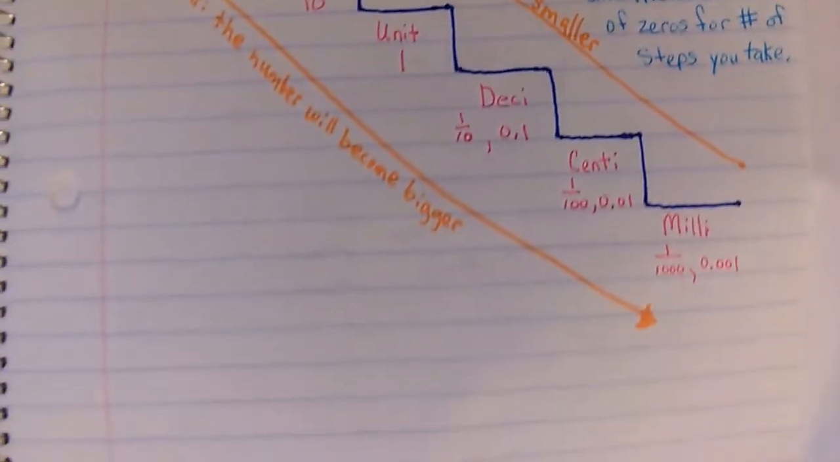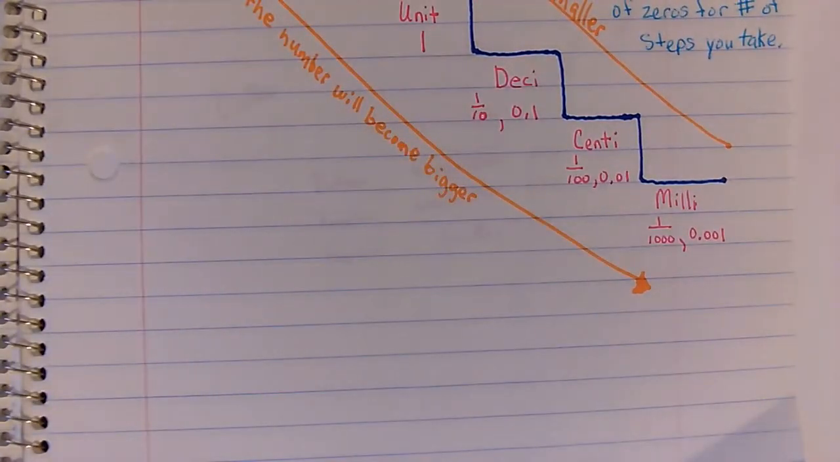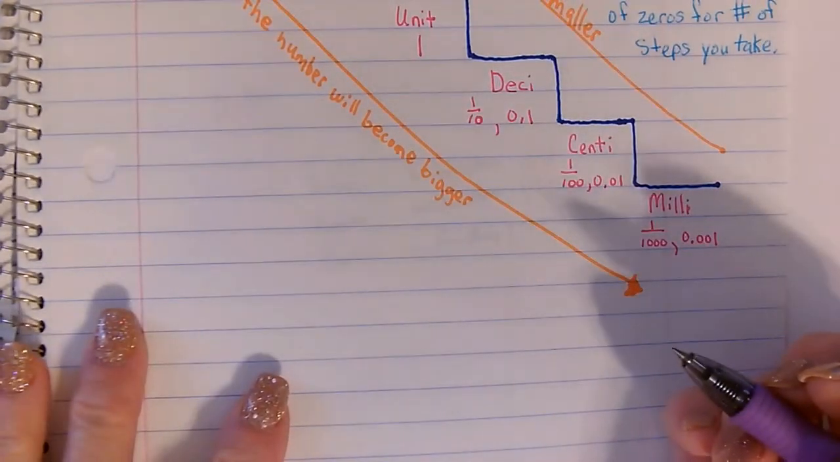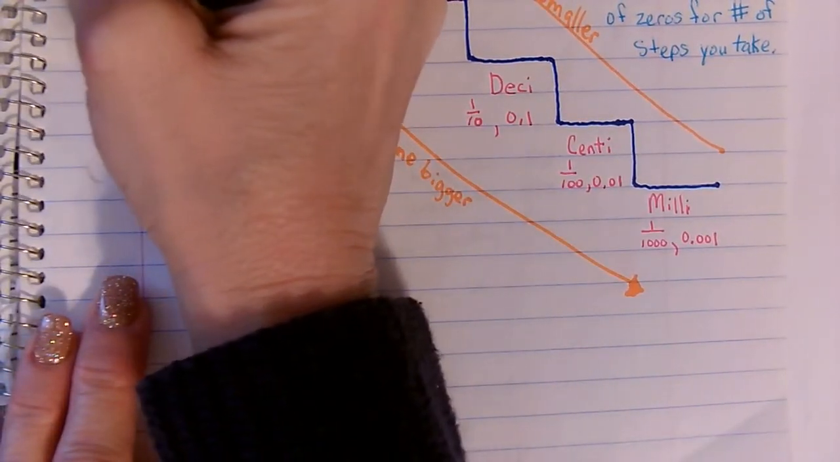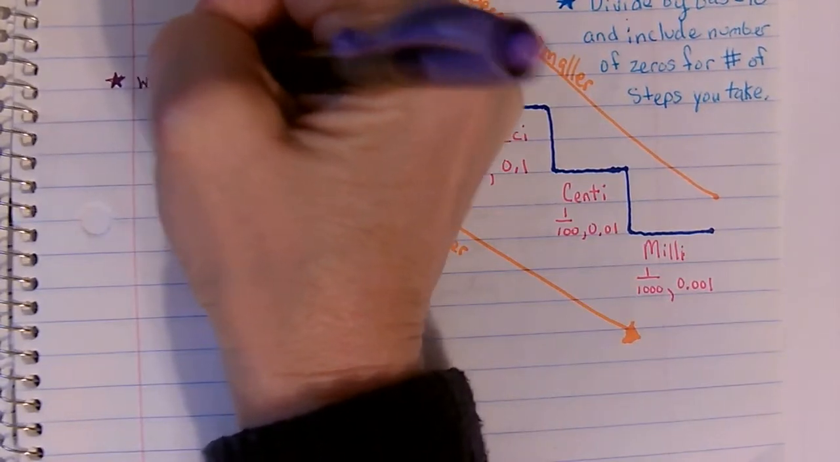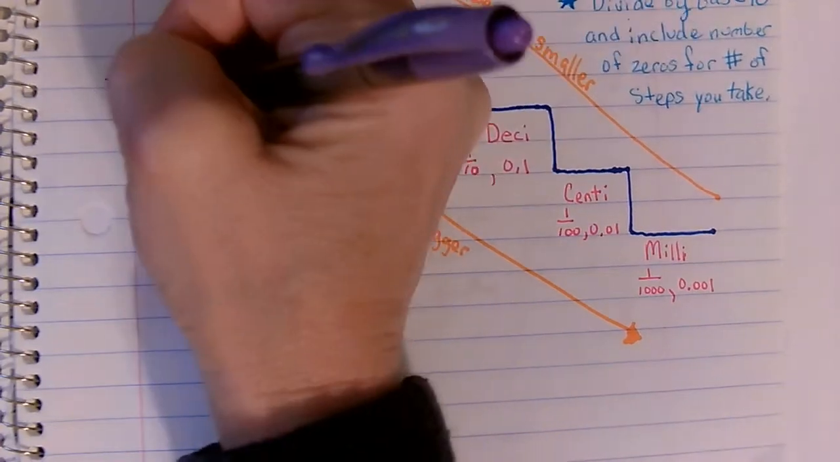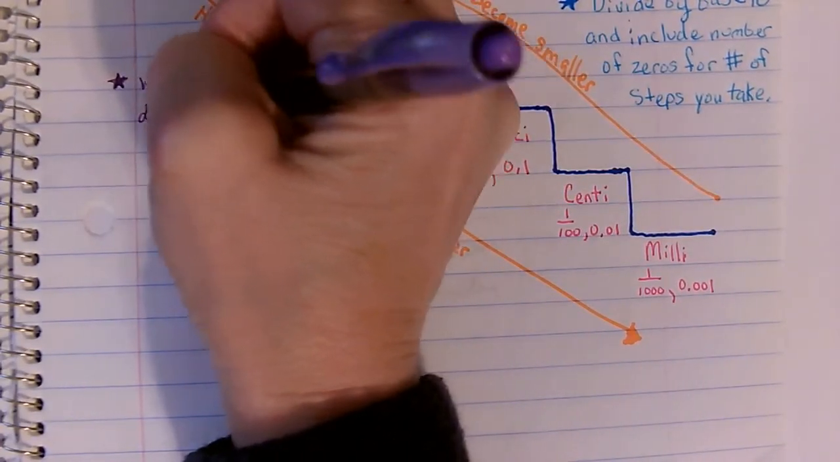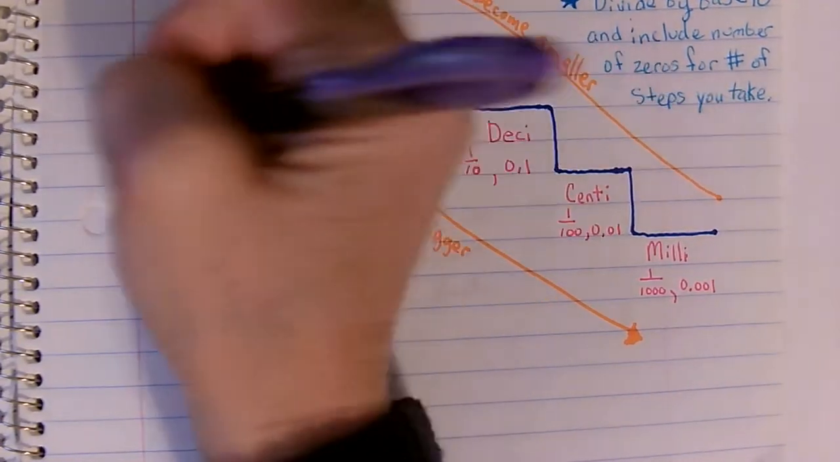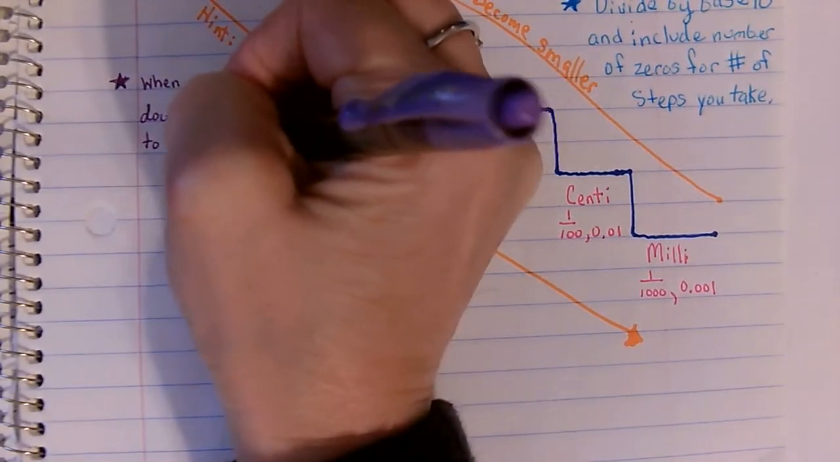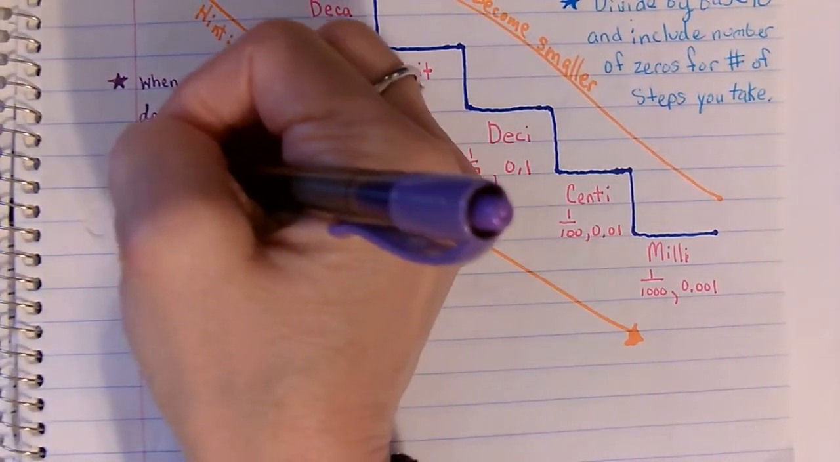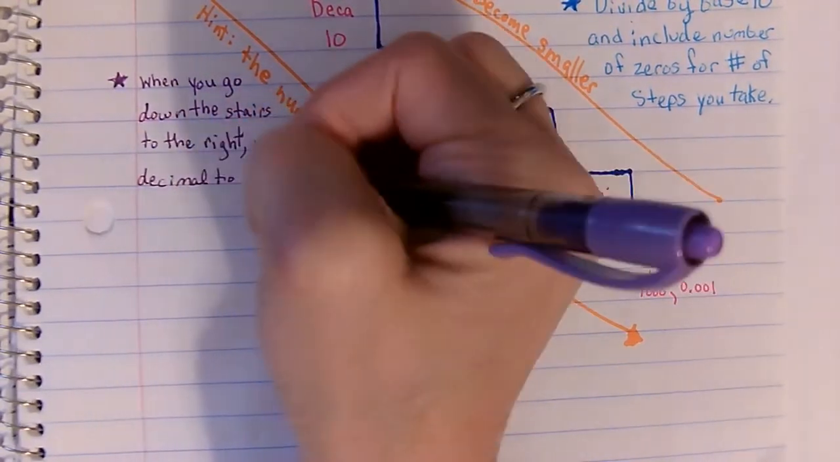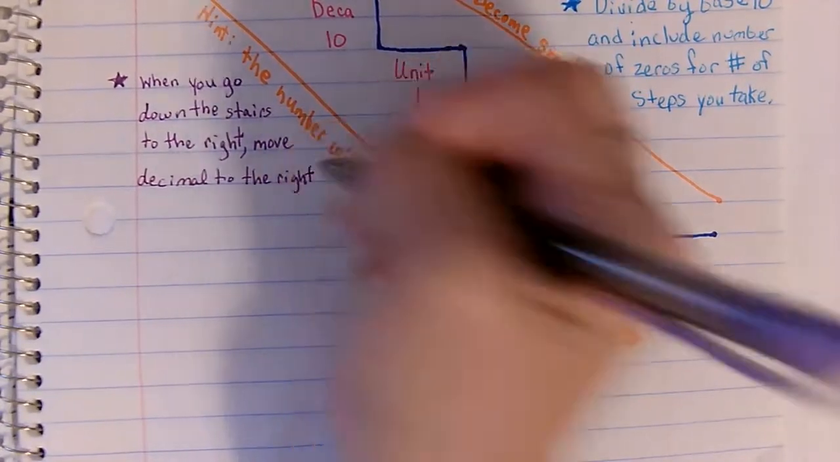Now let's look at the notes regarding converting the other direction. Alright? So we're going to look at this right here for a minute. Over here. And let's start with the opposite of going up the stairs when you go down the stairs. I'll start with a little star again. Okay? Right here. When you go down the stairs to the right, move the decimal to the right as many steps as you take.